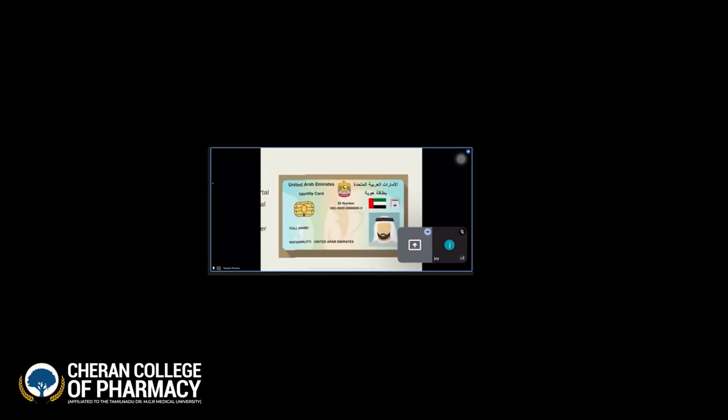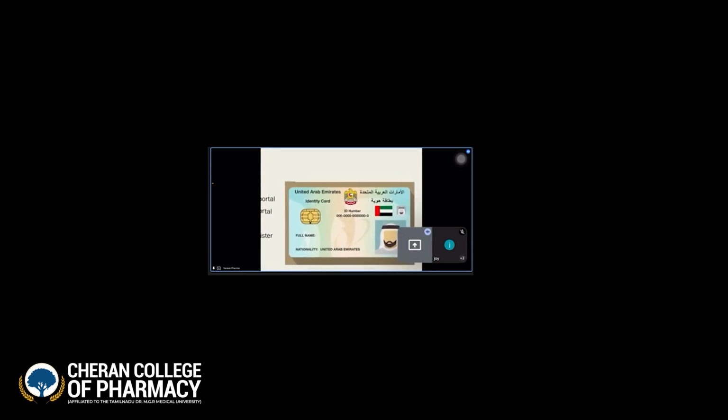Here you can see an identity card, right? This is the identity card which is similar to our Aadhaar card. We have the Aadhaar card in India, and the same way we have an identity card in Dubai, which is known as the Emirates ID. Even I have the Emirates ID. Those who are going to work, who are residents in Dubai, must have an Emirates ID.